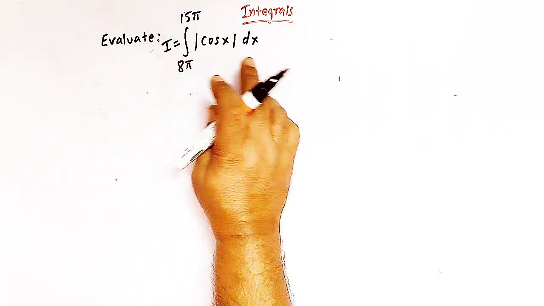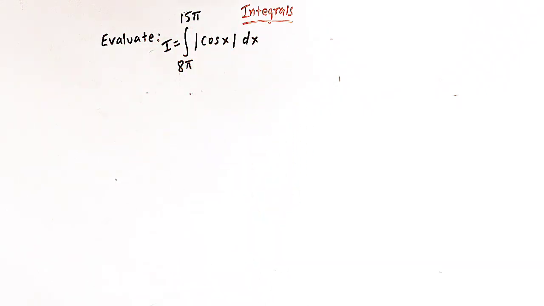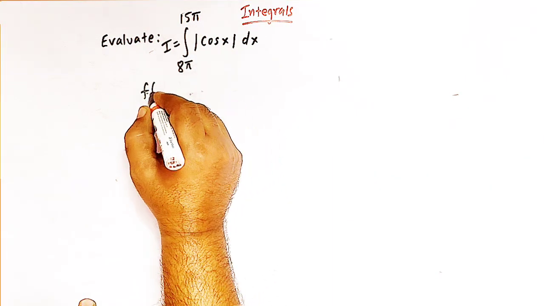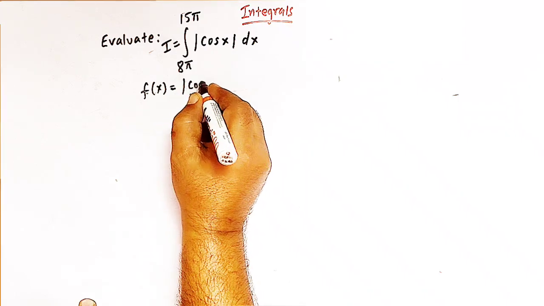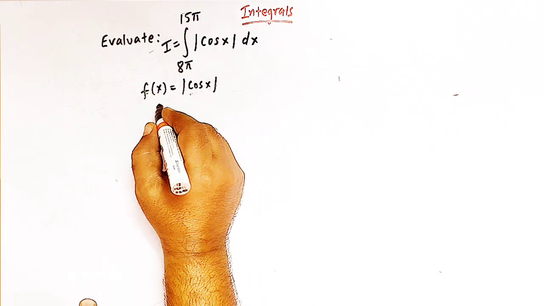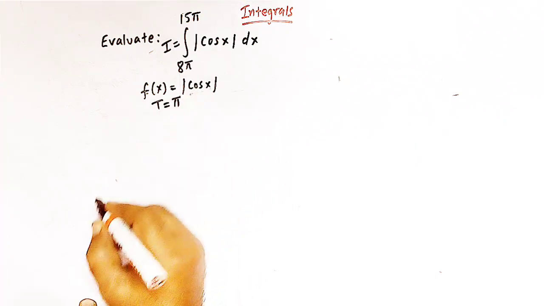Now, in order to evaluate this integral, we have to make use of two important concepts. The first one is the concept of periodicity of functions, and then we'll make use of the concept of sign convention of trigonometric functions in four quadrants. So let us first denote the integrand by f of x. So f of x is mod of cos x, and we know that the period of mod of cos x is equal to pi.